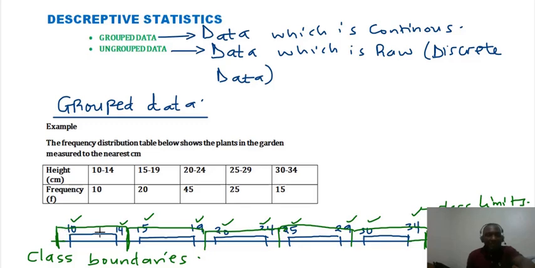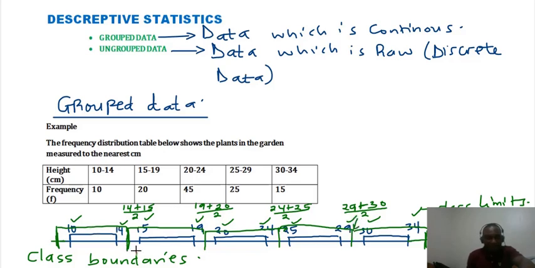But how do we get that value in the middle? So this is 14 and 15. We need a value in the middle there. We shall just take the average of the two values. That is 14 plus 15 divided by 2. This will be 19 plus 20 divided by 2. This will be 24 plus 25 divided by 2. 29 plus 30 divided by 2. So we shall be looking for those values.